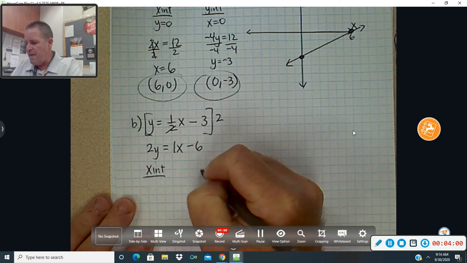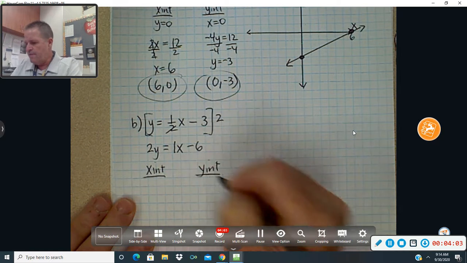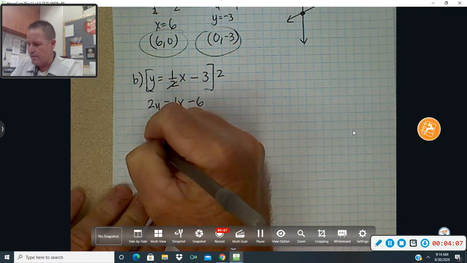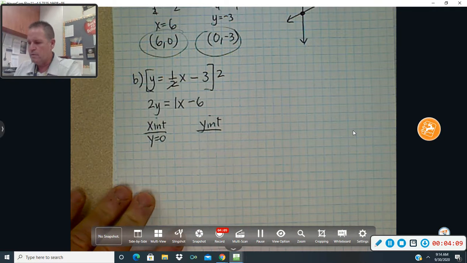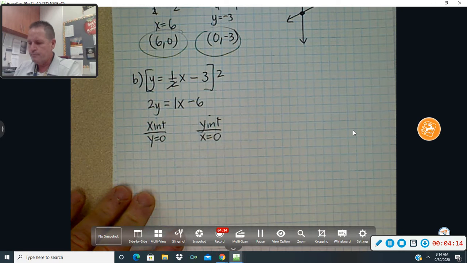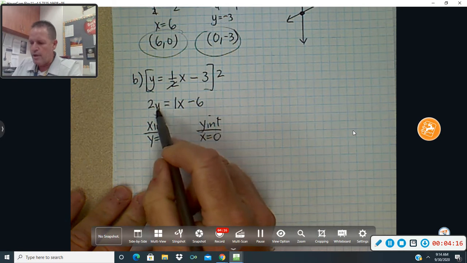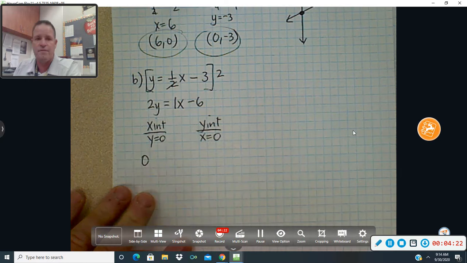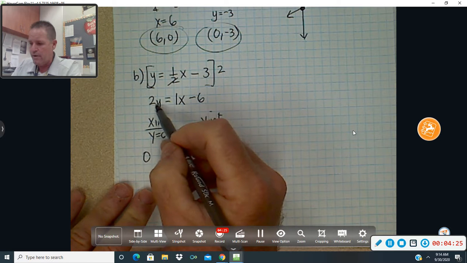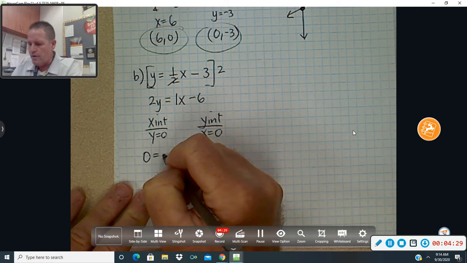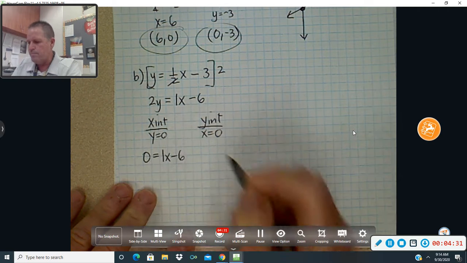Okay, so I want to find the x-intercept. I want to find the y-intercept. Okay, so your x-intercept is going to be where y equals 0. Your y-intercept is going to be where x equals 0. So I'm going to start by putting in 0 for y. Now this is 2 times 0, which is 0. I got to have something on this side. So this is one of the few times where I actually write 0 there. Because again, normally it just goes away, but you got to have something on that side. So 0 equals 1x minus 6.